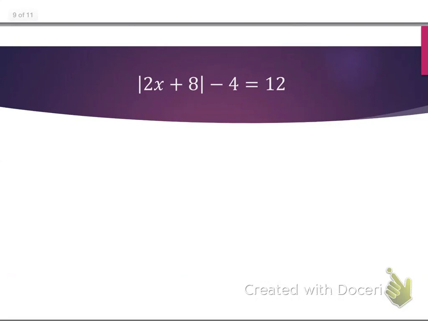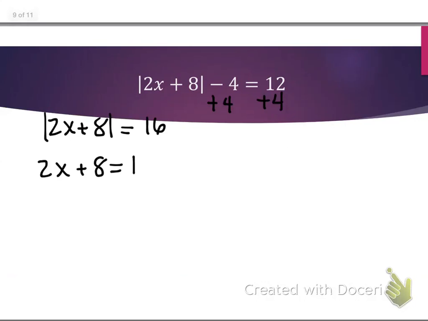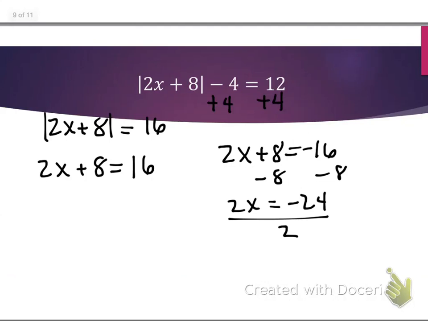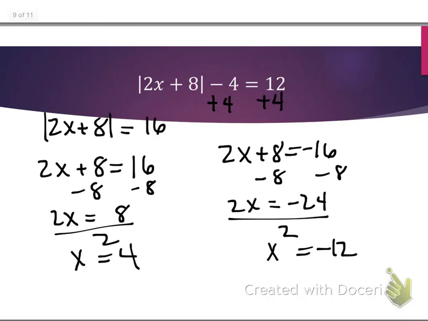Okay, we have to add 4 first, to get rid of the things not attached to the absolute value. So now I have 2x plus 8 is equal to 16. So I break it into one with the positive 16, one with the negative 16, because we're talking about both ends of the 0 here. So subtract 8, divide by 2, subtract 8, divide by 2. Okay, so we got x is equal to 4 and x is equal to -12.